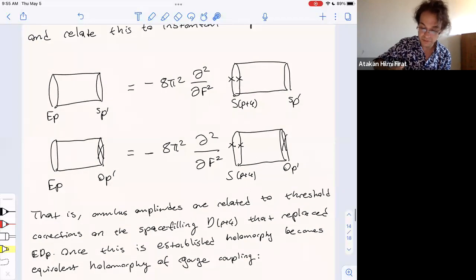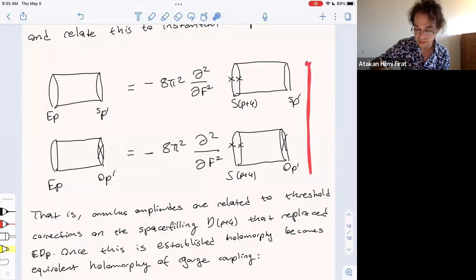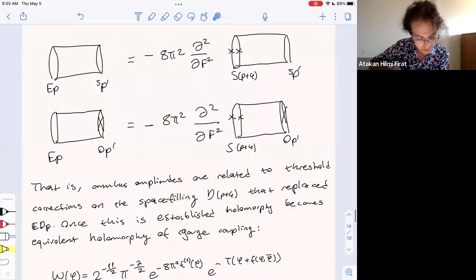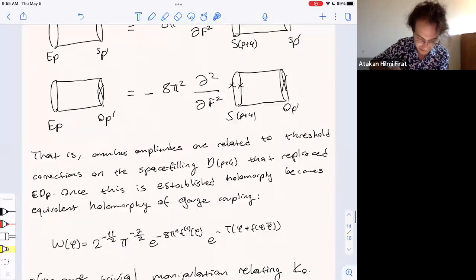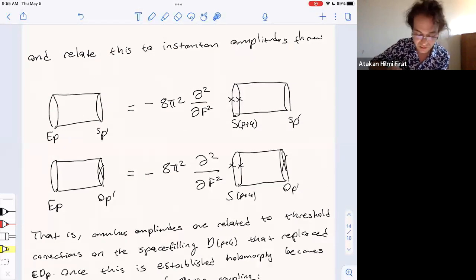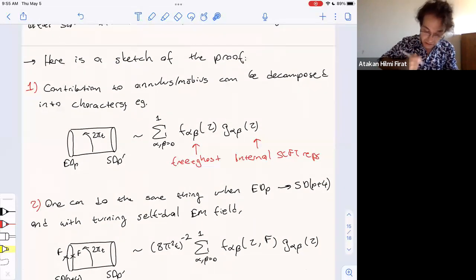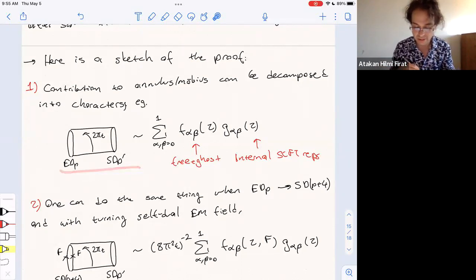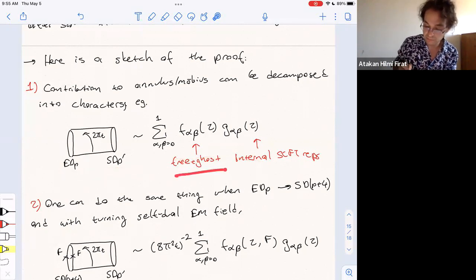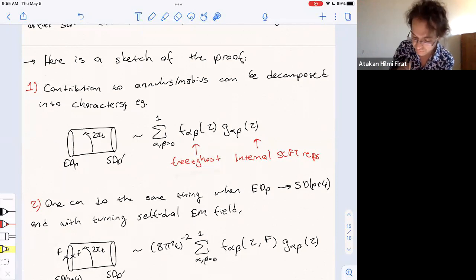Okay, let me briefly give a sketch of the proof for these relations. I thought this result wasn't really neat. So the way we have done this is that we consider the instanton amplitude, this cylinder amplitude, and write it in terms of free plus ghost partition function plus the internal superconformal field theory representation.